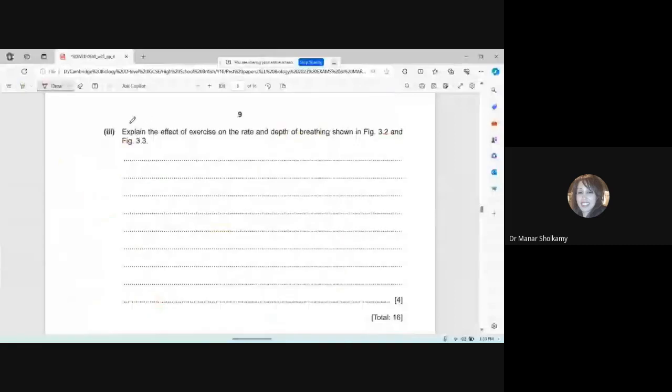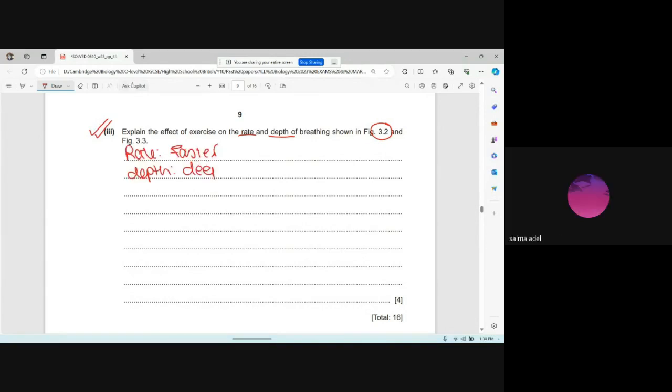Let's move on. Explain the effect of exercise on the rate and the depth of breathing shown in 3.2 and 3.3. Again, this is a direct question. You studied the table in the lesson on respiration, or you didn't? How does exercise affect the rate and the depth of breathing? It increases the rate and the depth of breathing. Of course, the rate will be faster, and the depth of breathing will be deeper.